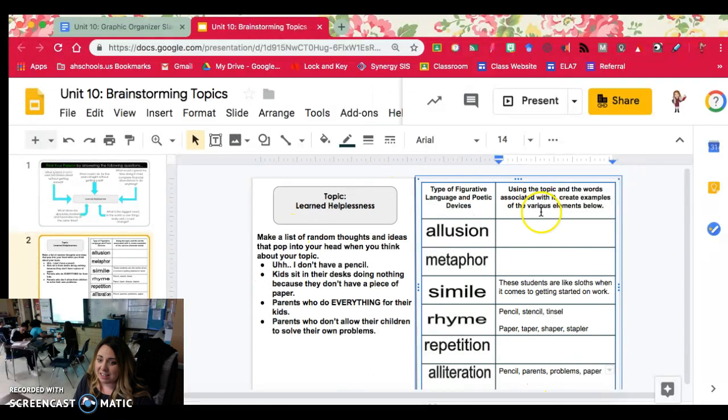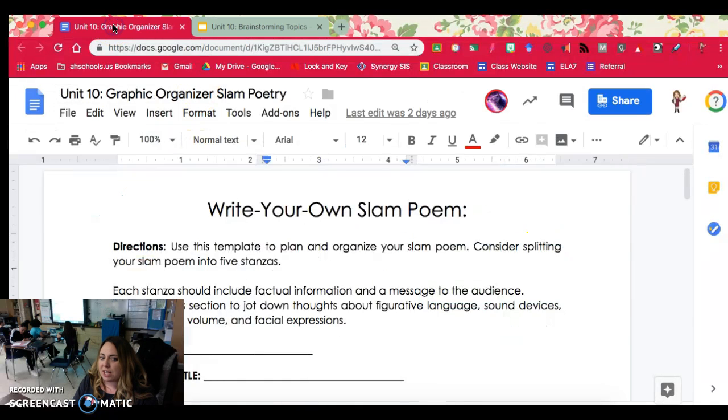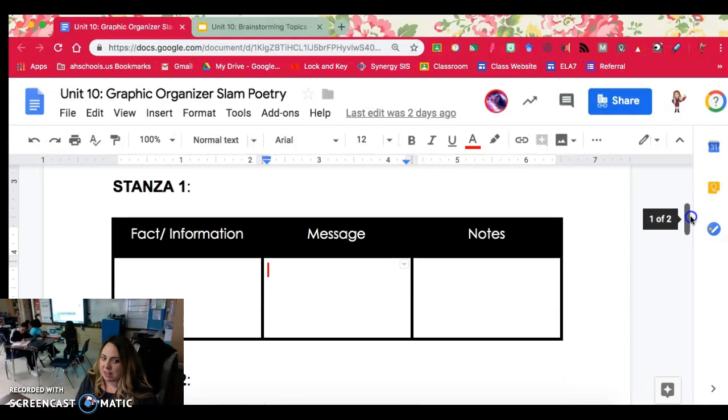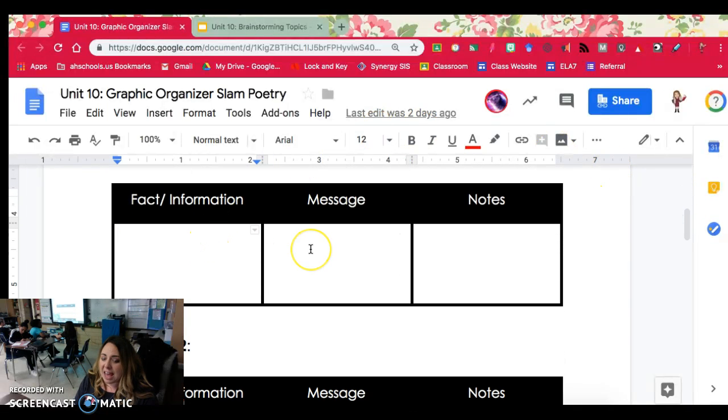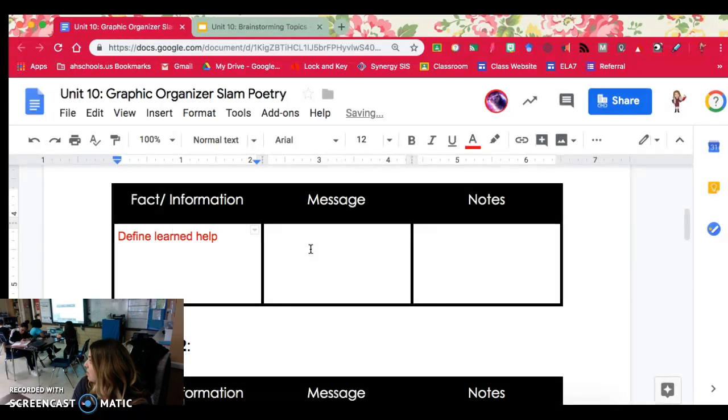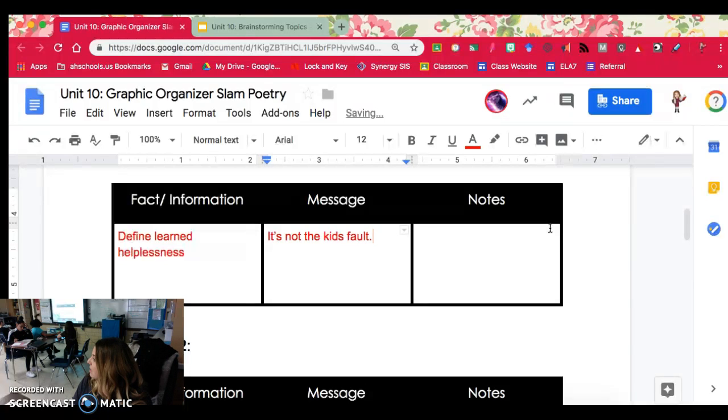Once I get this done and I feel good about the poetic parts of my poem, then I would switch over here to structuring the poem. Okay? So in the beginning, what I probably want to do is define learned helplessness so that my listeners know what it means, right? And maybe I want to get across the message that it's not the kid's fault. Some of my students, and I'm talking about a few of you, but not most of you, feel like they are completely helpless. They have learned to be helpless. And it's not their fault.